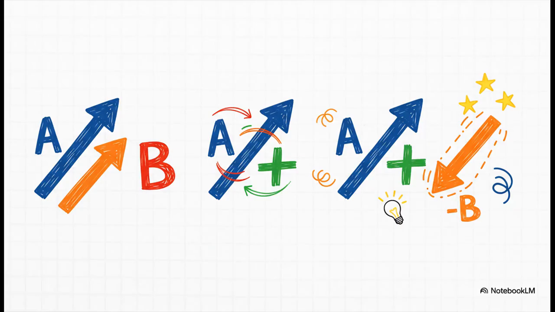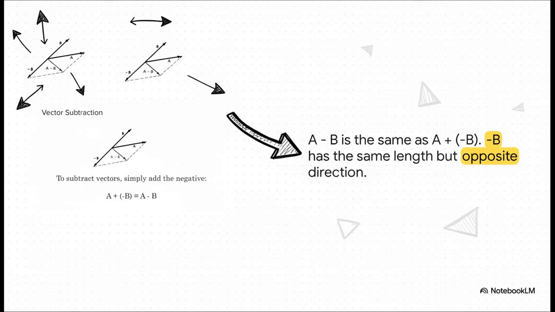So what about subtraction? You might be thinking, oh great, a whole new set of rules to learn. But nope, there's actually a really elegant little trick we can use that just builds on what we already know about addition. So check this out. This is the trick. To calculate a minus b, you don't need some new fancy method. All you do is find the opposite of vector b.